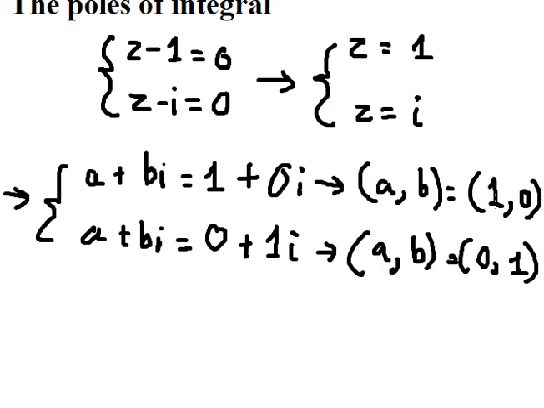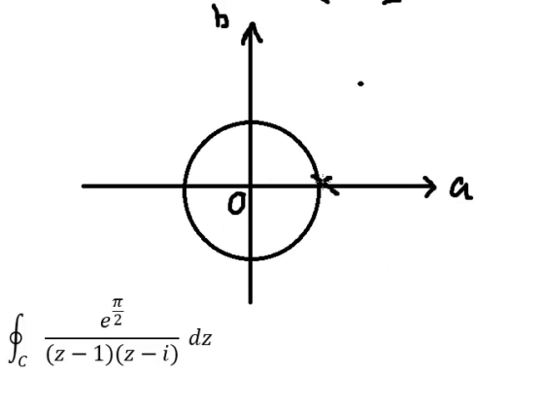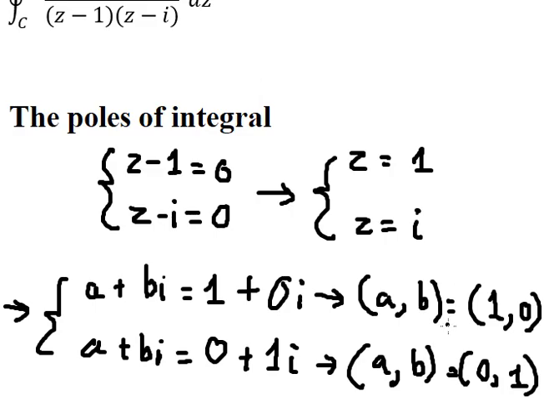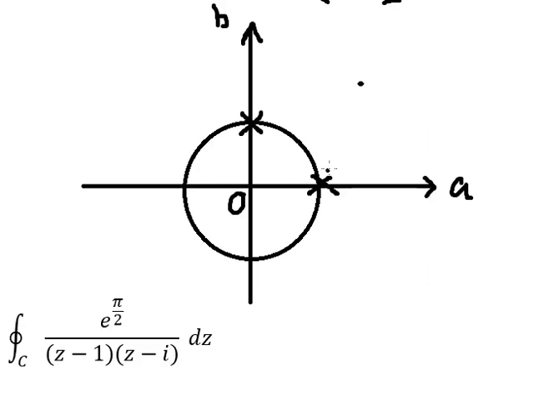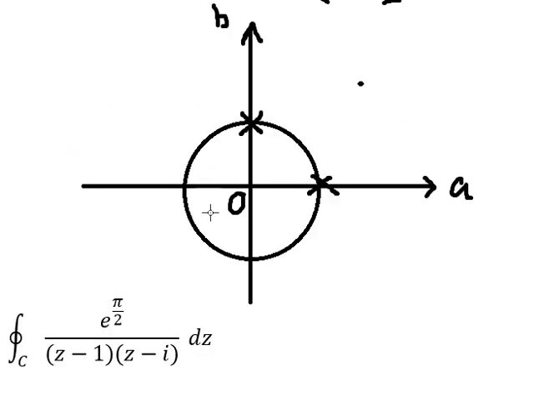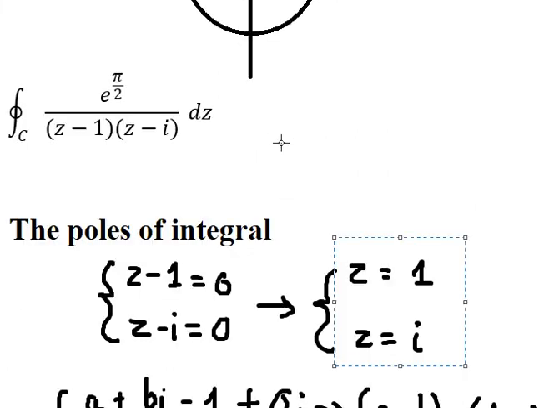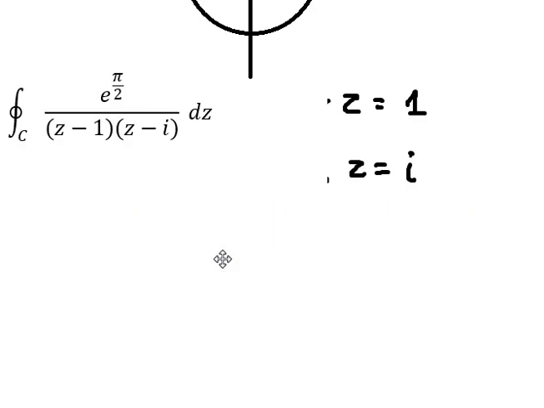So now we find the locations (1, 0) and (0, 1). For the first one, a equals 1, that's in here. And the second one should be in here. So we can see 2 locations on the circle. So we just find the poles in here because they belong to this region of the circle. Now let's go to the poles.